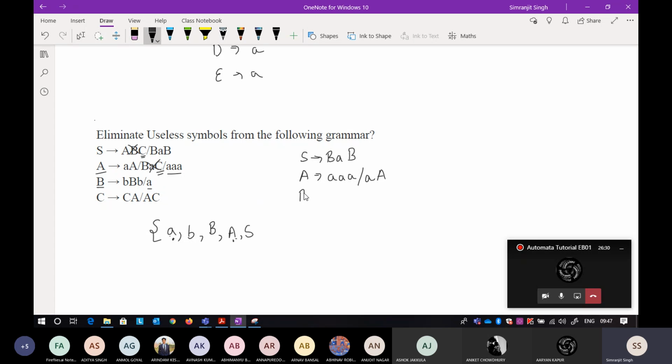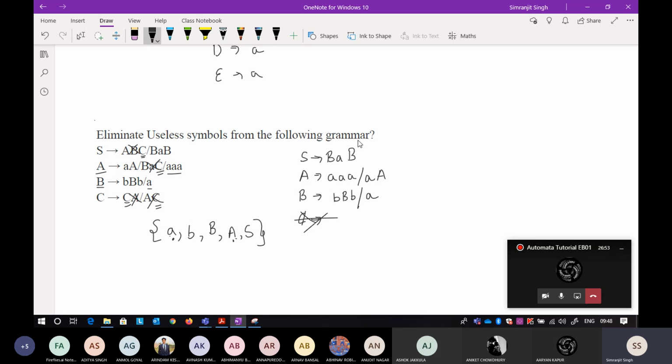And for B, just take a look at B. So B here and B here. So this is also a useful symbol. You can include this B and B, and then there is an A. Okay. So A is always a part of the useful symbol. Okay. So then now there is a C. Now C is not there and C is not there. So you can directly eliminate this production. Do not include this production, and you can close this set.